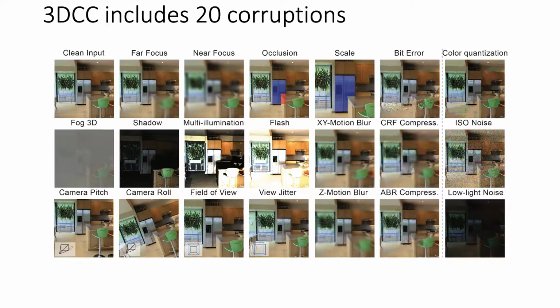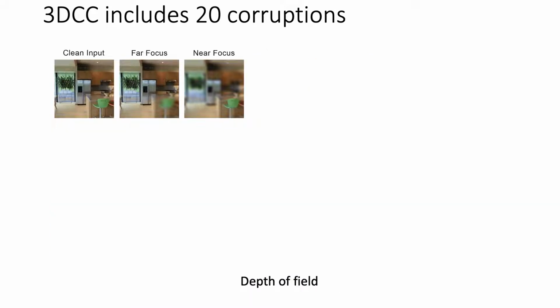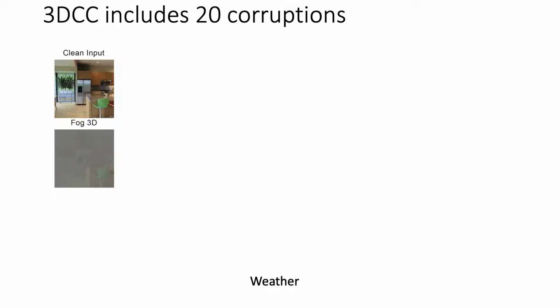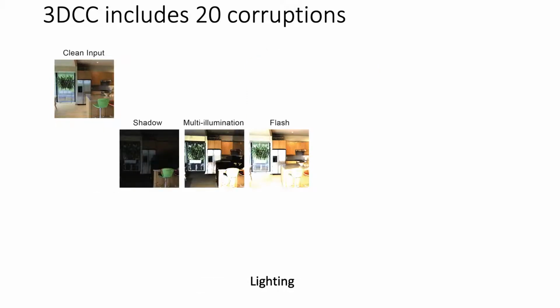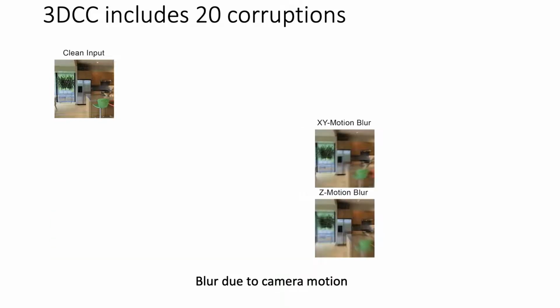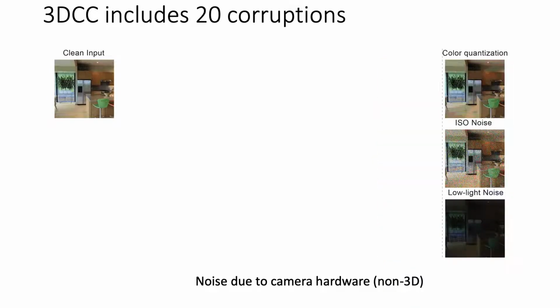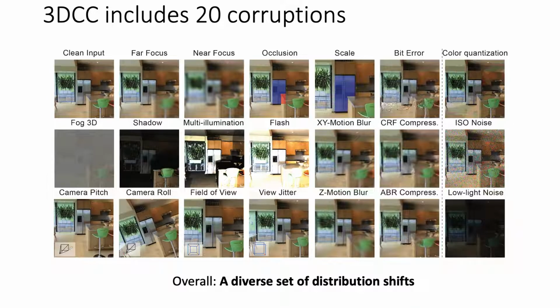Let's start with 3DCC. 3DCC includes 20 corruptions. These corruptions address different aspects of real world, such as depth of field, object occlusions and scale changes, weather, lighting changes, view changes, motion blur, video-based artifacts, and noise. Overall, 3DCC provides a diverse set of distribution shifts. Let's see some corruptions applied with increasing intensities.